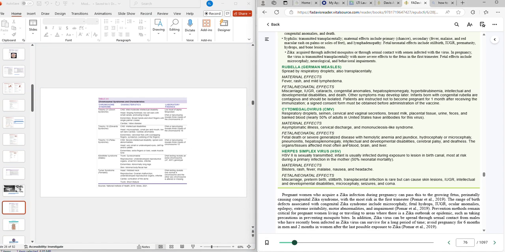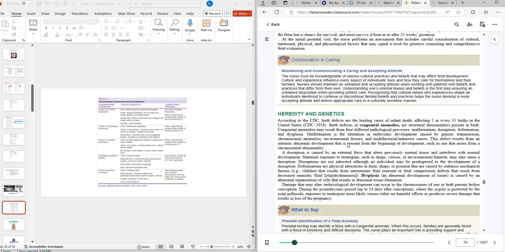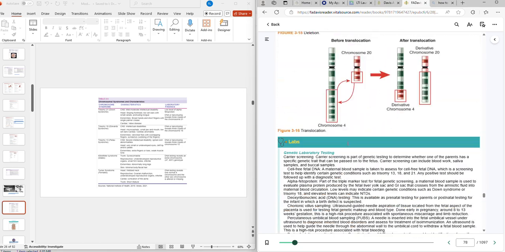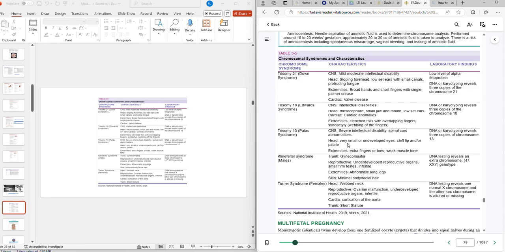This table is on page 79 in your book. And this is just the chromosomal syndromes. So you have trisomy 21, which is Down syndrome, trisomy 18, Edwards syndrome, trisomy 13, Patau, Klinefelter, that happens in males, and Turner syndrome that happens in females. And you can see what happens, the characteristics, and the lab values.